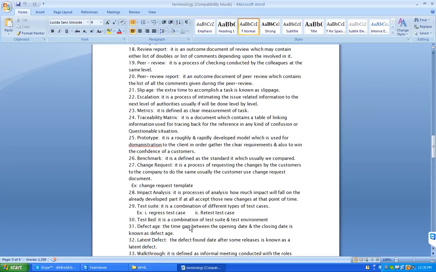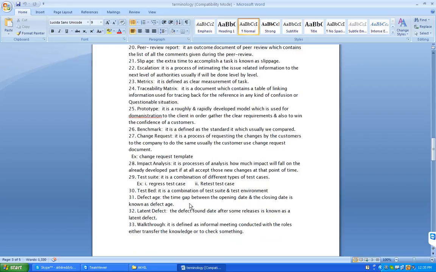Next, defect age. Defect age is the time gap between the opening date and closing date of the defect. That is called defect age. Next, latent defect. After finding the defect, if you get any latest release, that is called a latent defect.